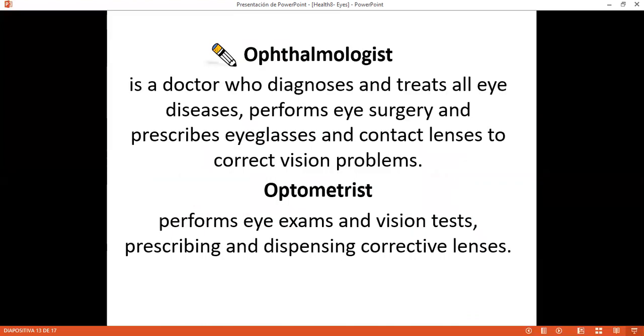It's called an ophthalmologist, which is a doctor who diagnoses and treats the diseases and also performs surgery and prescribes eyeglasses to correct vision problems. And there's another person who also treats our eyes, the optometrist, which is the person that takes the exams and tests for prescribing and dispensing corrective lenses. You usually find them in the places where they sell glasses.